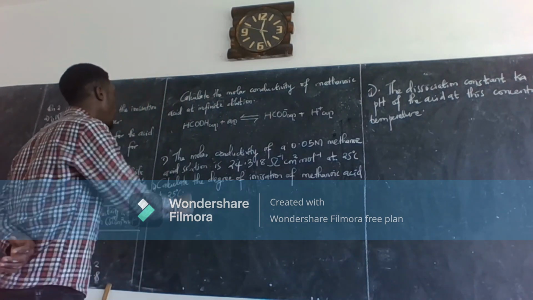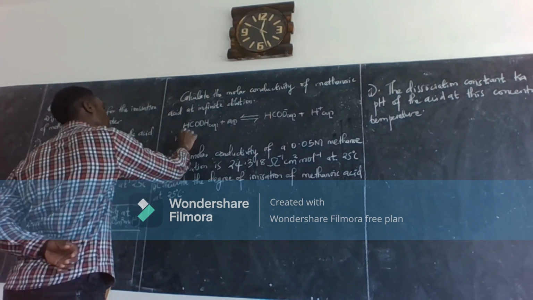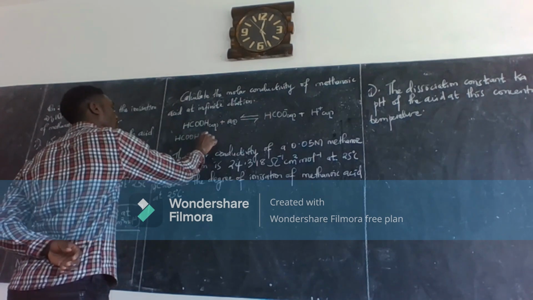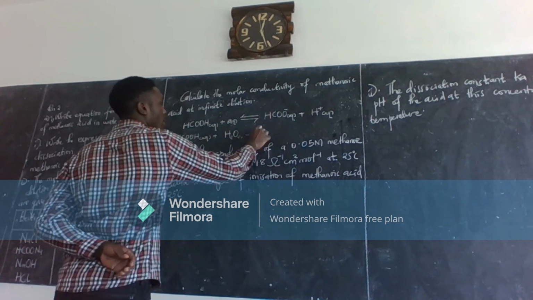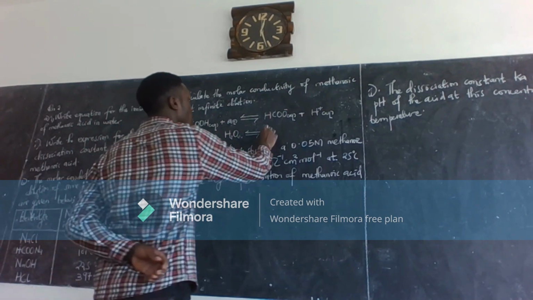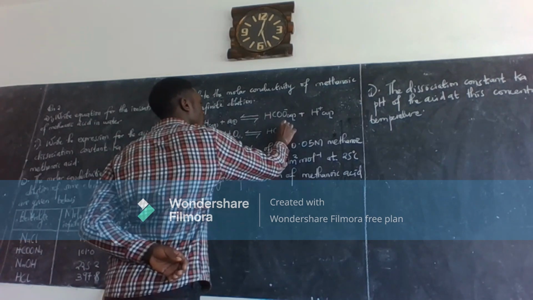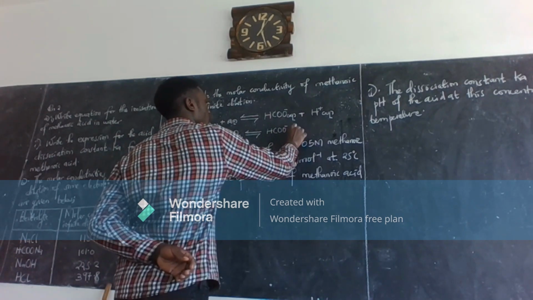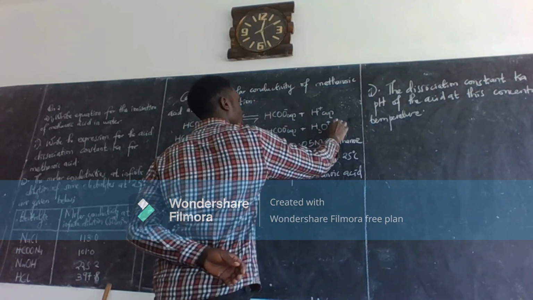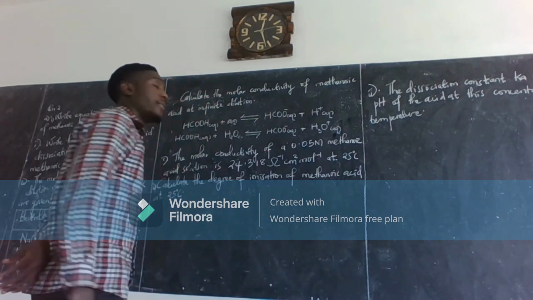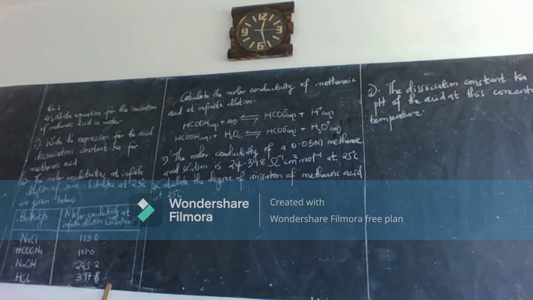The second version of the equation, we can get methanoic acid, ionize it with water to form methanoate ions plus hydroxonium ions. Are we there? So those are the two ways in which we can write the equation of ionization of methanoic acid in water.